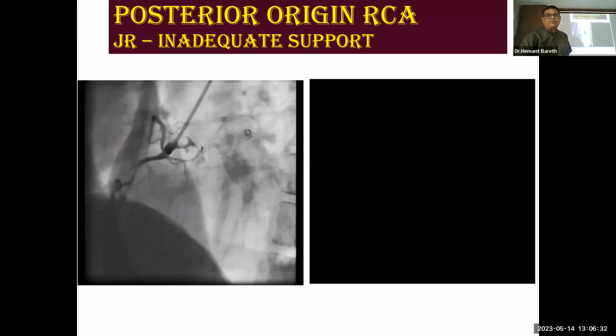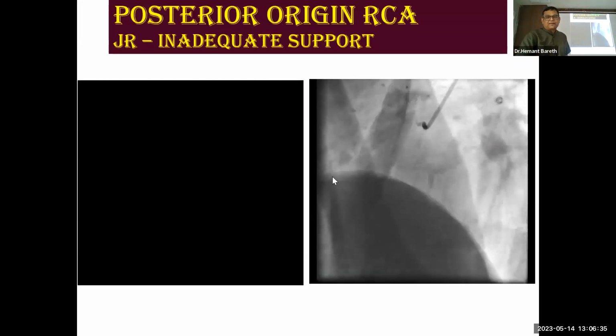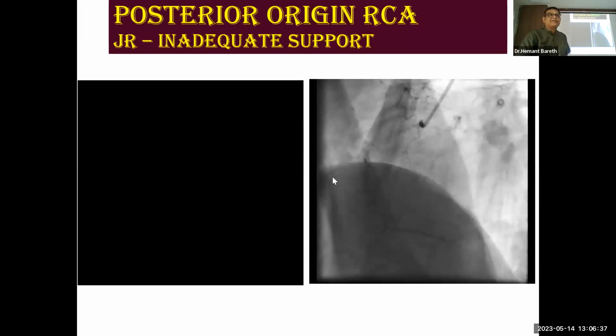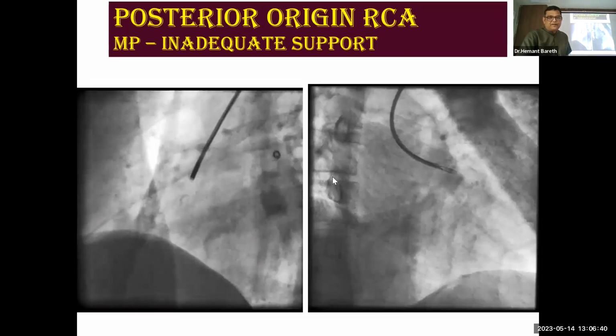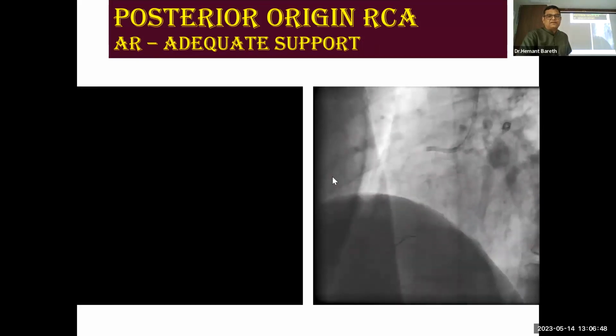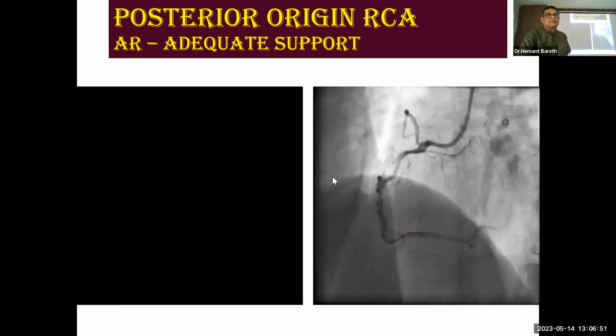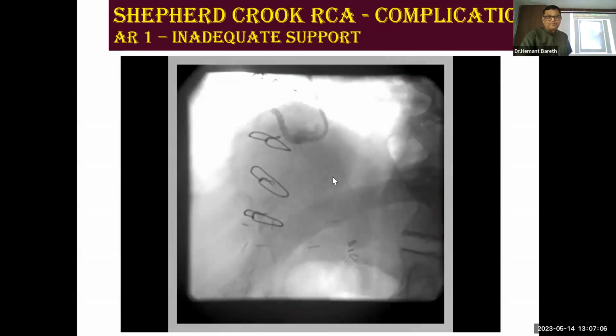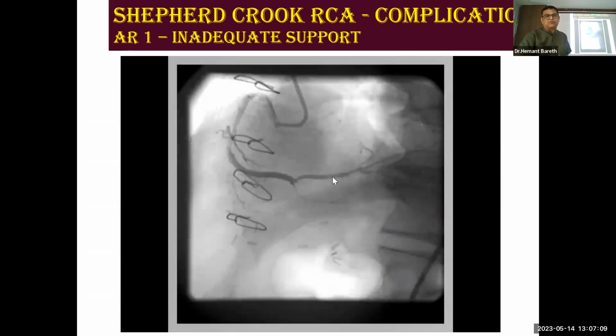Somebody, a smart person, tried JR, and you can see what is happening. Another one tried MP, multi-purpose, and you can see what is happening. Then some wise person took AR. AL would have been better, but anyway, at least Amplatz was chosen, and fortunately he was able to do it. This is a posteriorly oriented RCA. This is Shepherd's crook, classic Shepherd's crook.